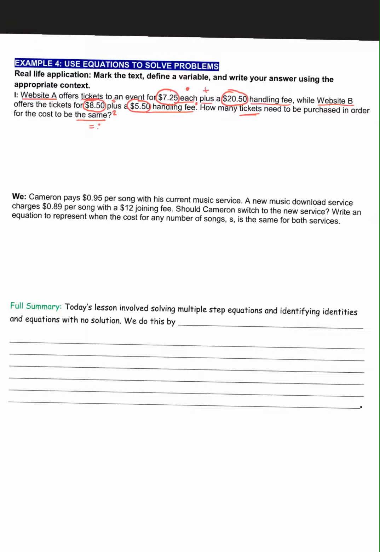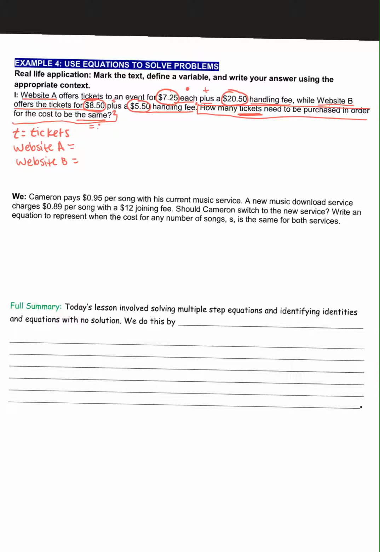We'll see. Okay, so let's box it. Box what the question is asking us to do. It's asking us for the amount of tickets for the cost to be the same. So I like to start this by, first we need to define our variable. I'm going to say T equals tickets because that's what we underlined as the what. And then we're going to come up with two expressions, one for website A and one for website B.